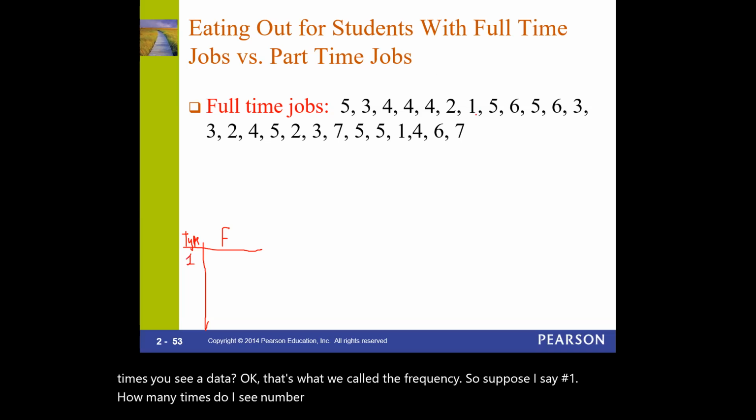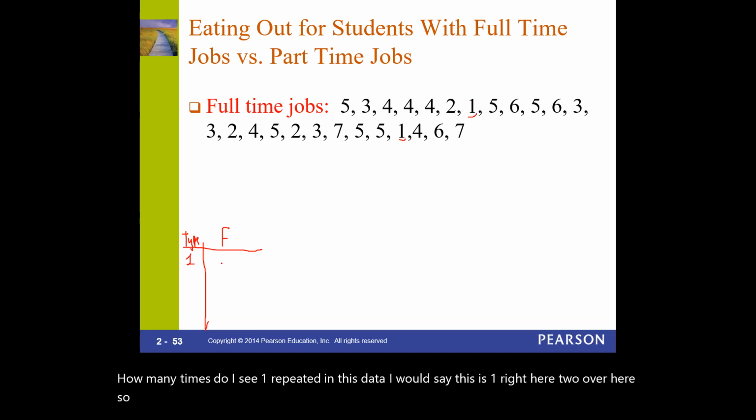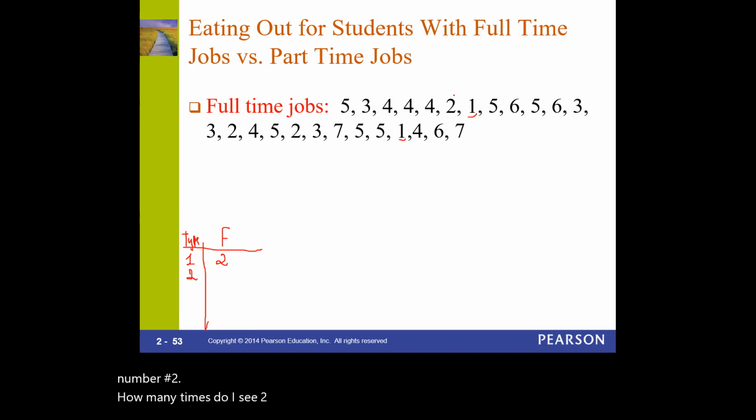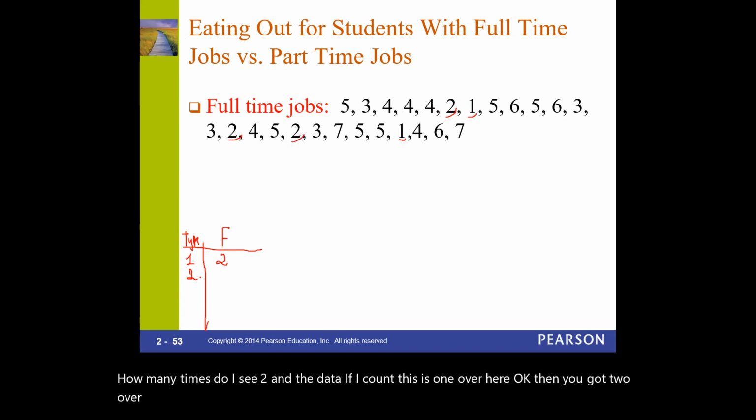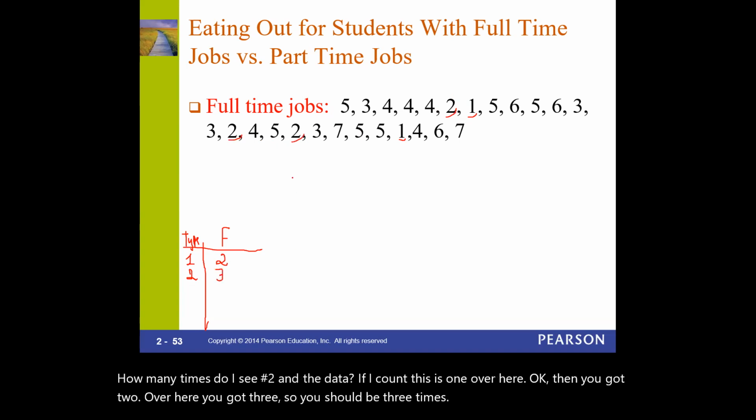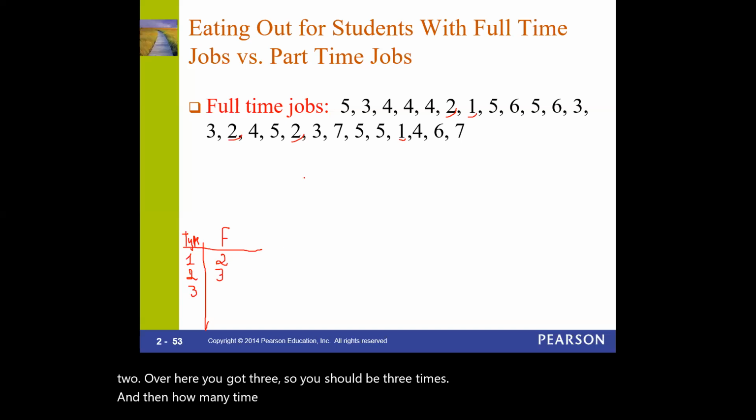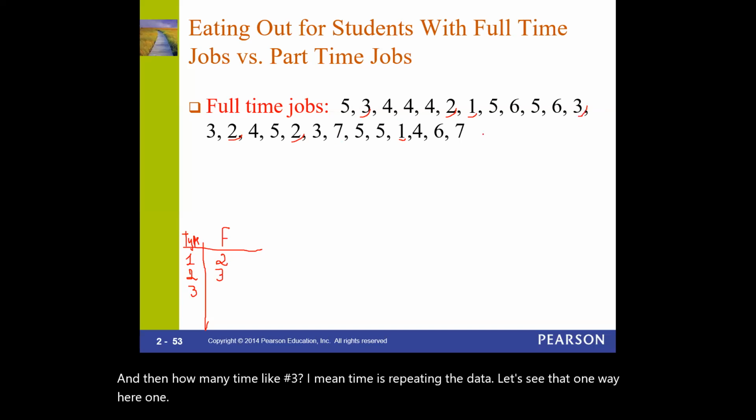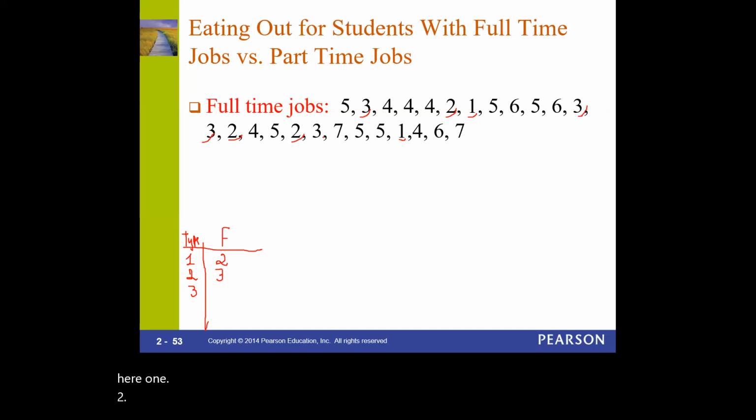I would say this is 1 right here, 2 over here. As you can see, it's repeated 2 times. That means the frequency of 1 is 2. Then let's look at the next number, number 2. How many times do I see number 2 in the data? If I count, this is 1 over here, then 2 over here, then 3. So it repeats 3 times. Then number 3, how many times is it repeated? 1, 2, 3, 4. So it repeats 4 times.